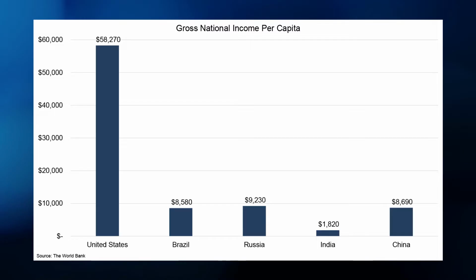First, emerging market countries are generally less wealthy than developed markets, as defined by gross national income per capita, which measures the total income of a country divided by its population. Brazil, Russia, India, and China are all considered emerging market countries, as their GNI per capita is less than $15,000. To put that into perspective, the GNI per capita in the US is $58,000.